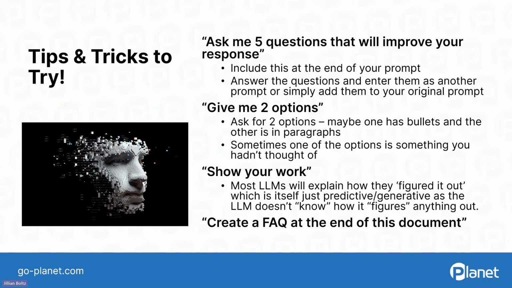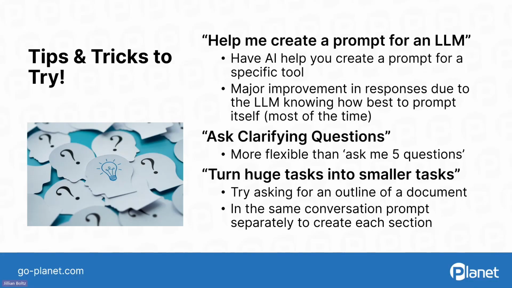So just to leave you with some tips to try, feel free to ask Copilot these specific examples at the end of your existing prompts. Ask me 5 questions that will improve your response, or give me 2 options. You get 2 for the price of 1. Copilot will give you 2 options instead of 1 response. Show your work, or create an FAQ at the end of this document. You can also have Copilot help you create a prompt. Tell it what you're trying to do, and then ask it to generate a prompt that'll help you create that scenario. Also, you can ask Copilot to ask clarifying questions, or you can turn huge tasks into smaller tasks.